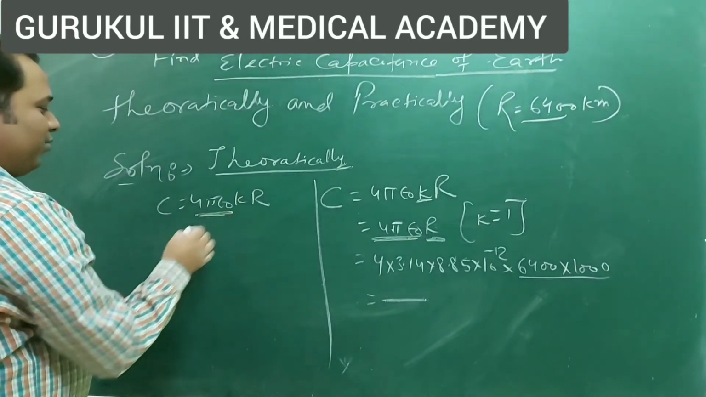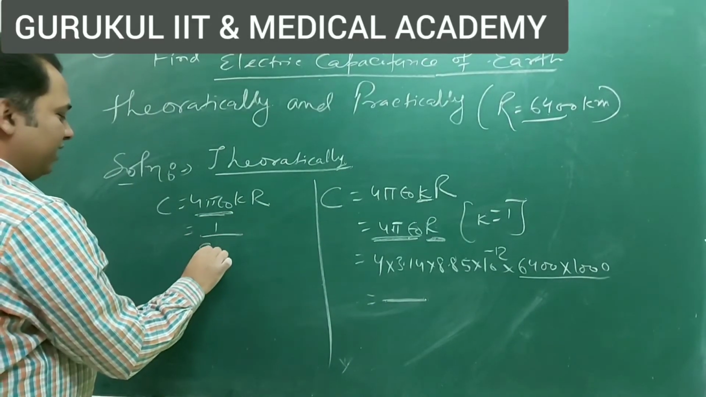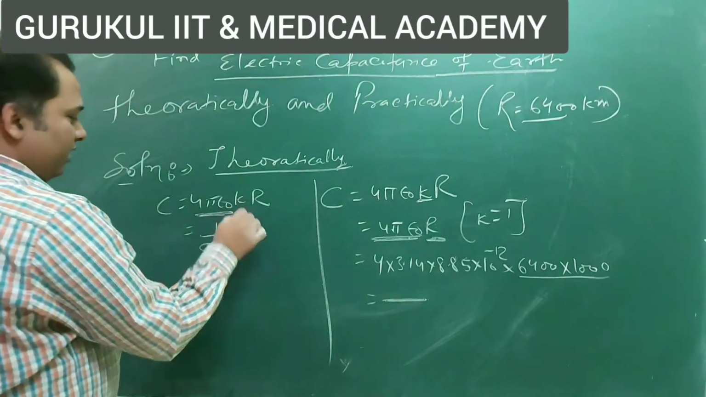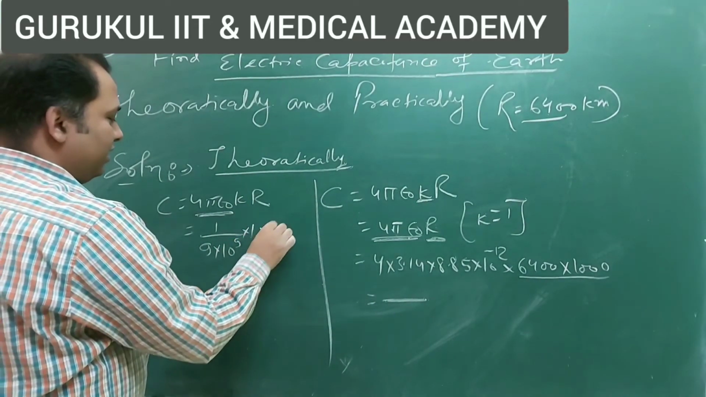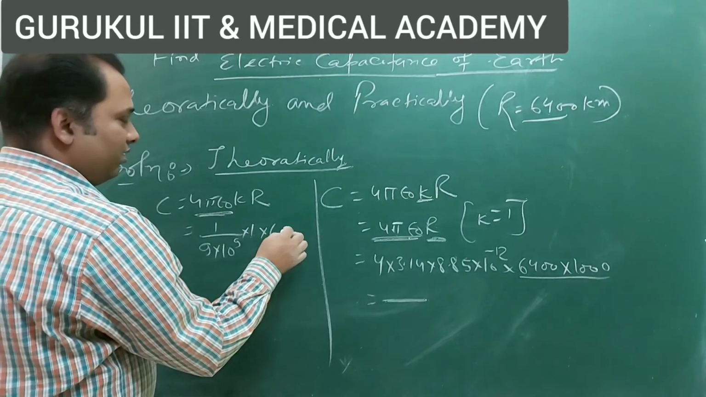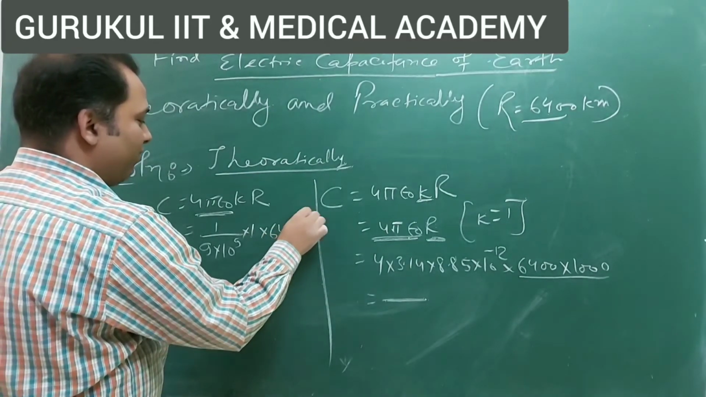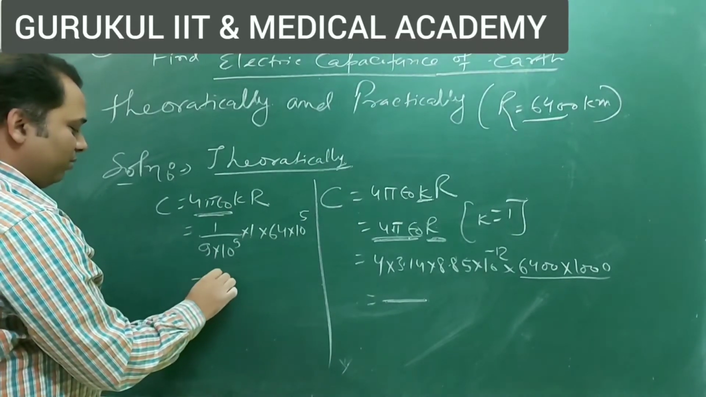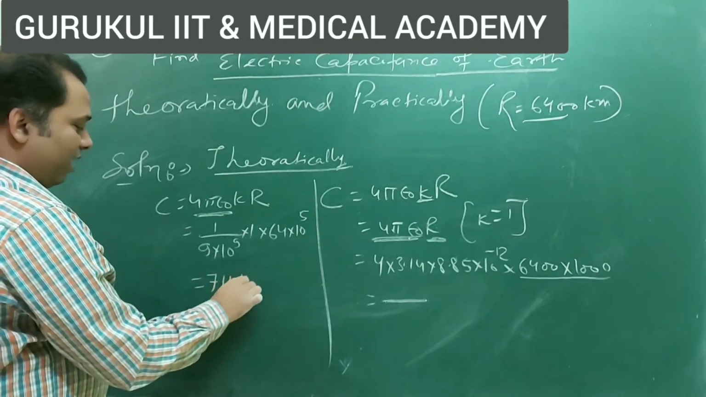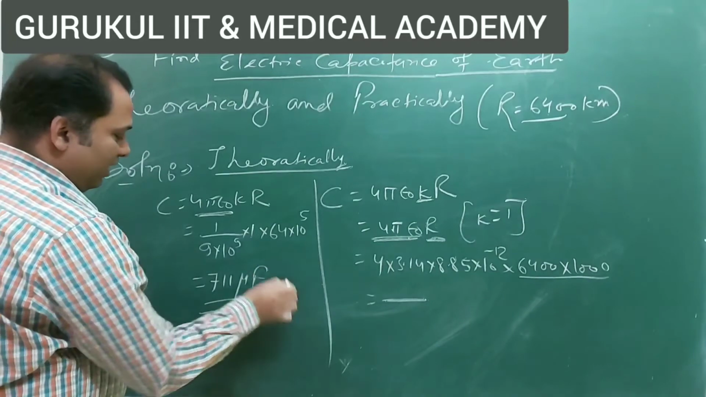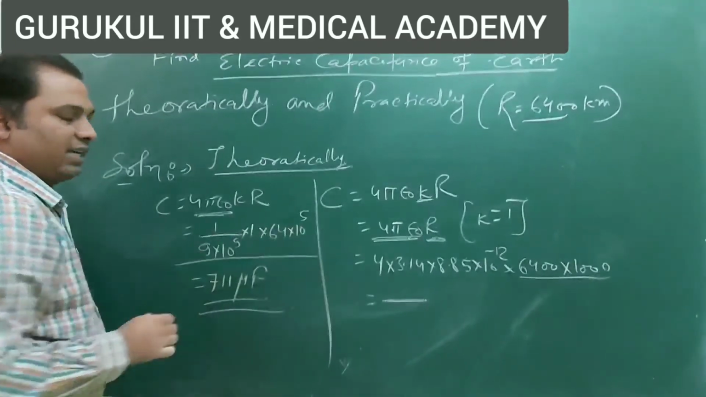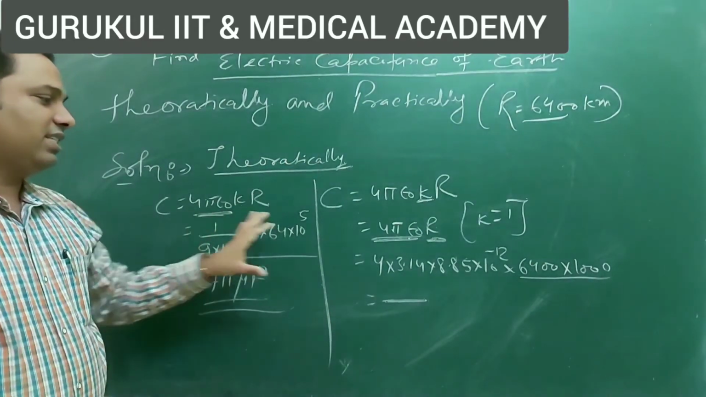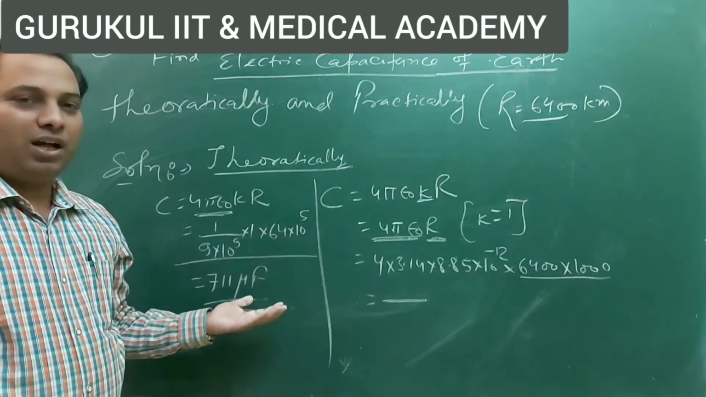Or another second way, 4 pi epsilon naught K into R: directly you can put 1 upon 9 into 10 to the power 9, K is 1 and R is 64 into 10 to the power 5. When you calculate this value, then answer would be 711 microfarad. You can check it. So this is the theoretical; by theoretical understanding, this is the capacitance of the Earth.